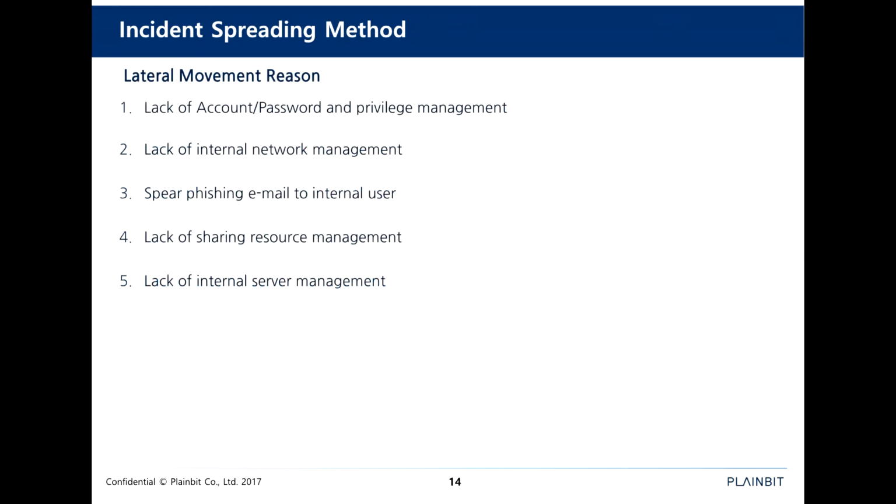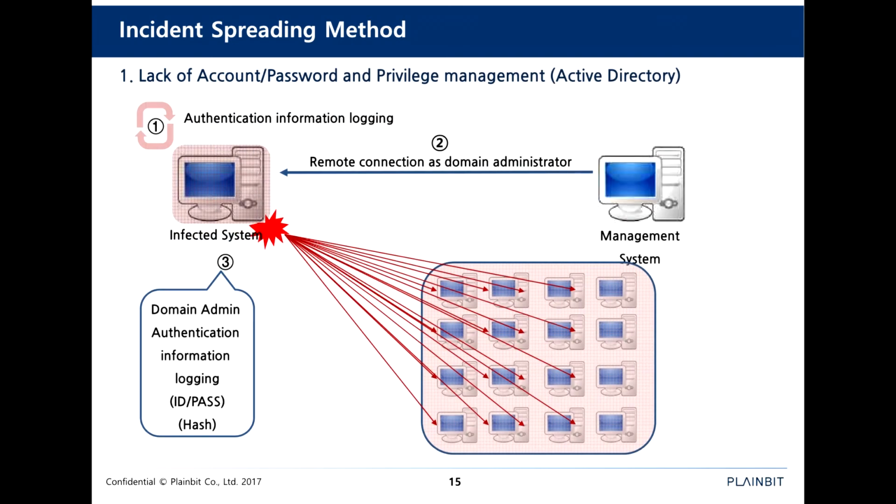The causes of malicious code spreading can be classified into 5 types. Let's take a closer look at each cause. First cause is insufficient management of account, password, and authority.